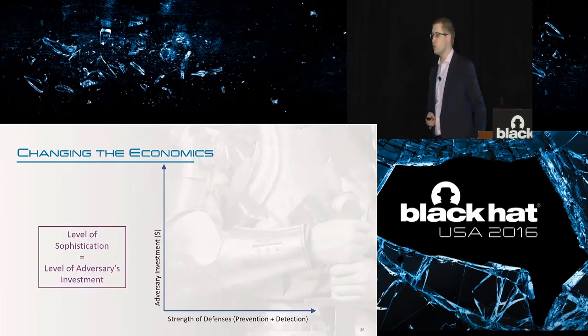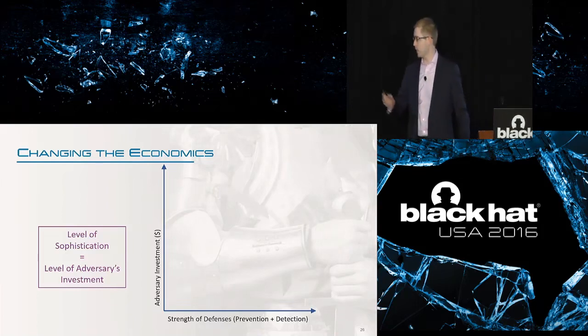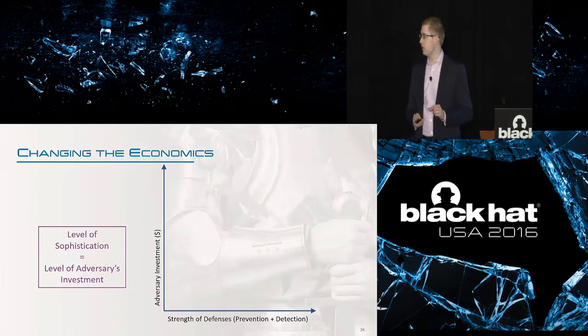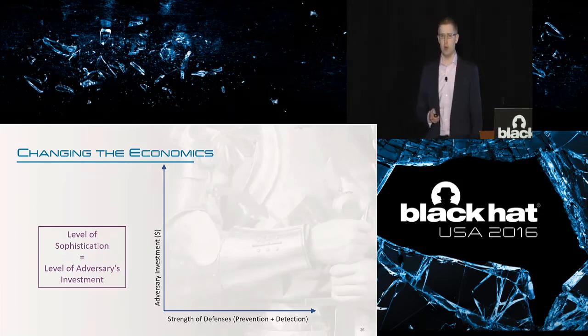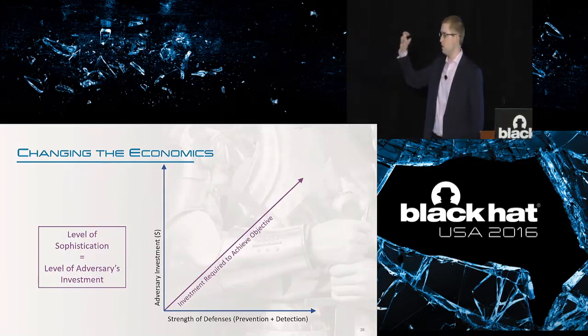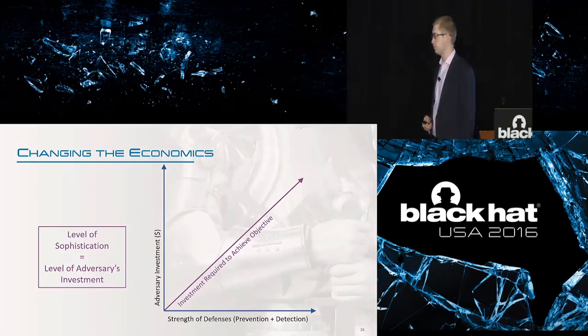So what we're looking to do is shift the economic model. If we plot the strength of the defenses, now considering both prevention and detection and response as one category, the overall strength of the defenses, versus the sophistication required, but really it's the adversary investment required. As expected, when we increase the strength of the defenses, we increase the investment required for the adversary to achieve their objective.